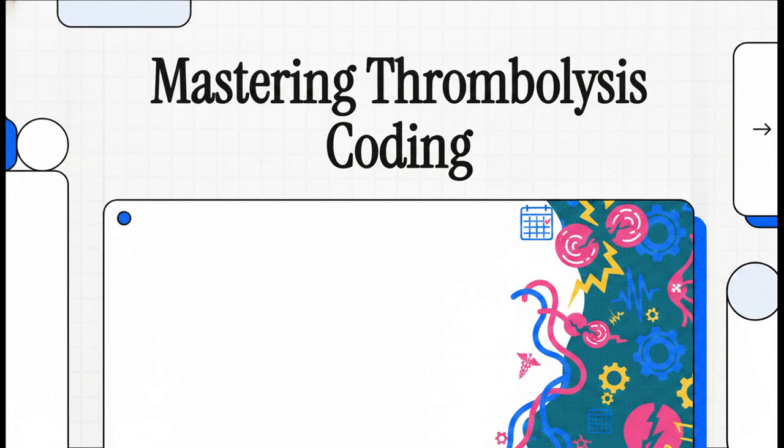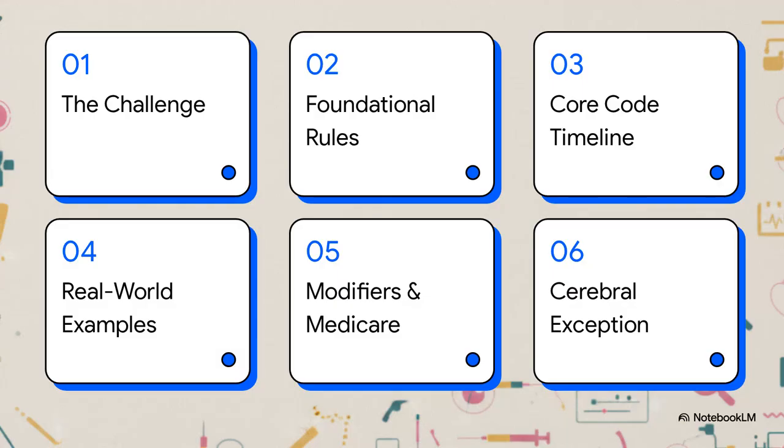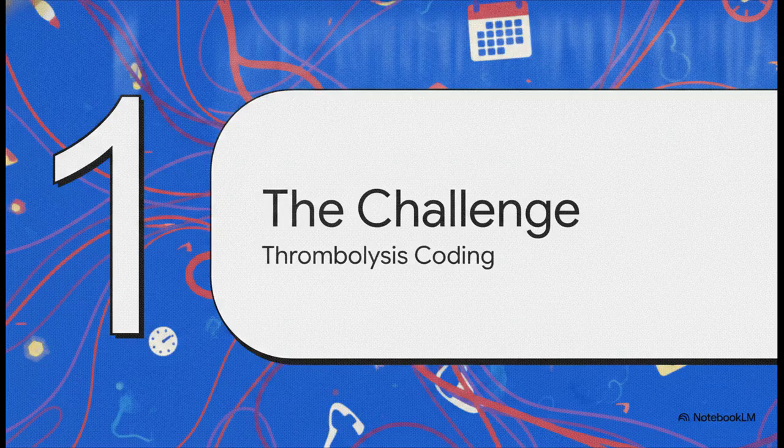So in this explainer, we're going to break down how to master these codes, ensuring your claims are clean, compliant, and of course, correctly reimbursed. Okay, let's dive right into this. Here is our roadmap for the explainer. We'll start with the challenge itself and the foundational rules. Then map out the core timeline, jump into some real-world examples, tackle modifiers in Medicare, and finally, look at the cerebral exception.